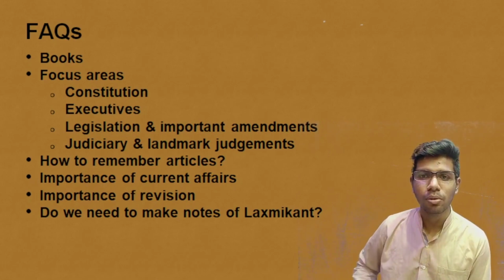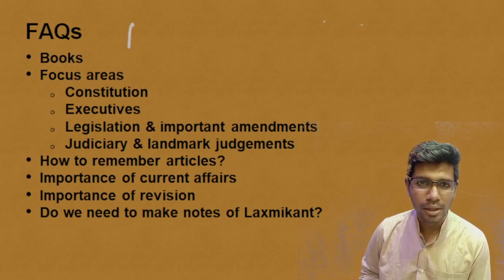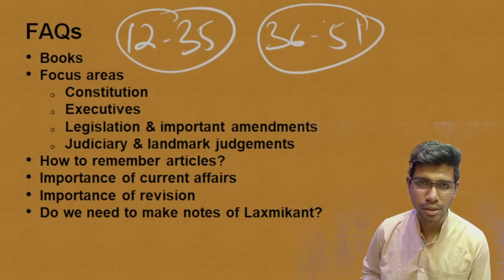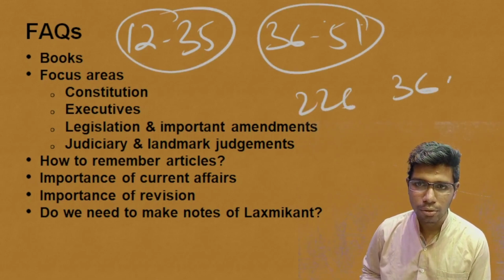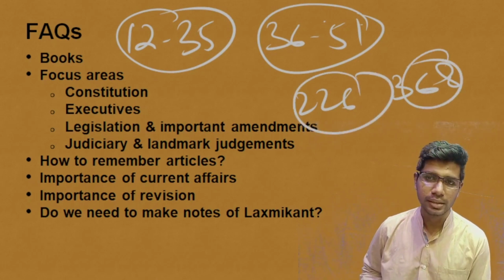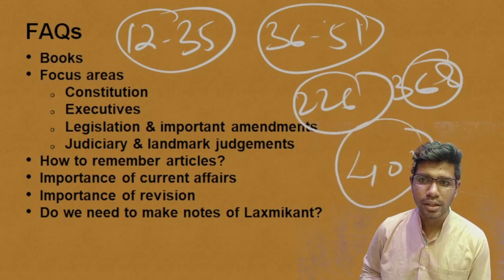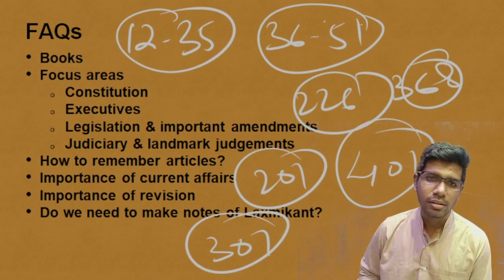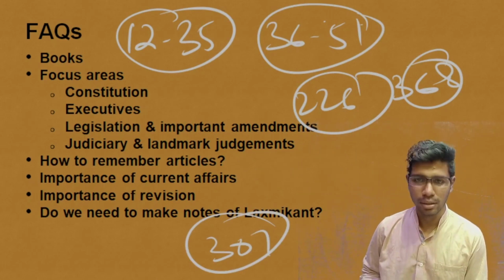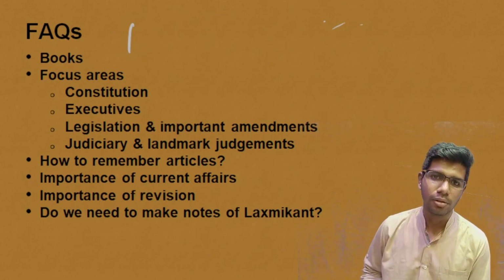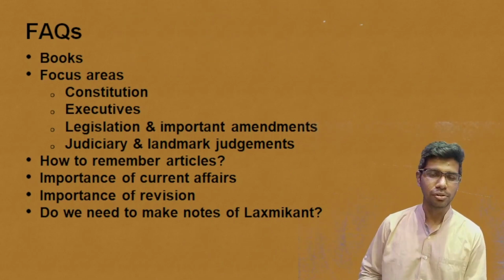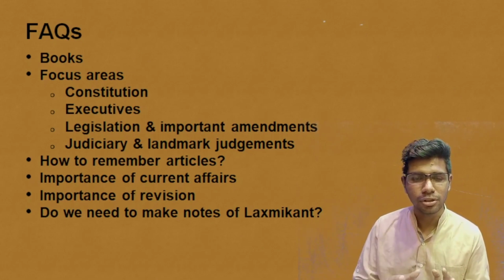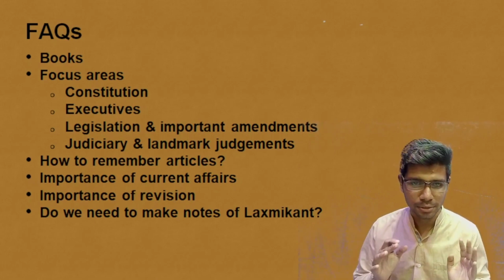What you do is that you only study the important articles. Important articles like articles 12 to 35 or 36 to 51. These are very important. If you don't remember what article 226 is, or what article 368 is, your polity is incomplete. But let's say you don't remember article 401, article 201, or article 301. Such random articles, if you don't remember, that is okay. But such basic articles need to be your focus point. We can discuss more on which articles are to be read and remembered, but just to your satisfaction, not all of the articles are important.